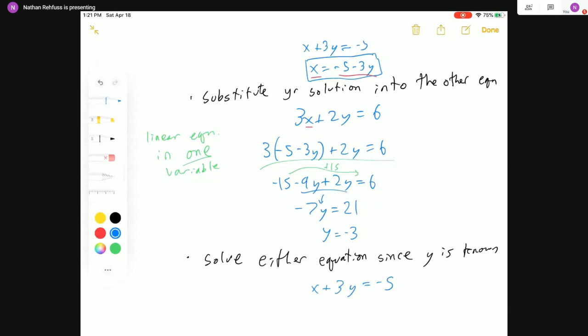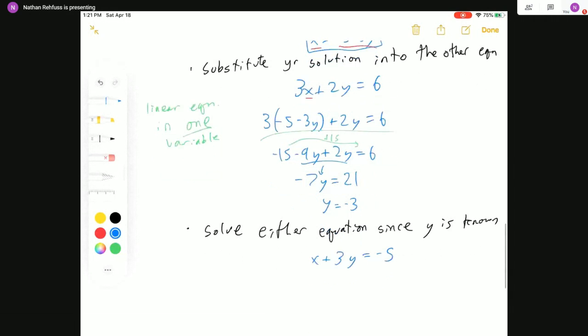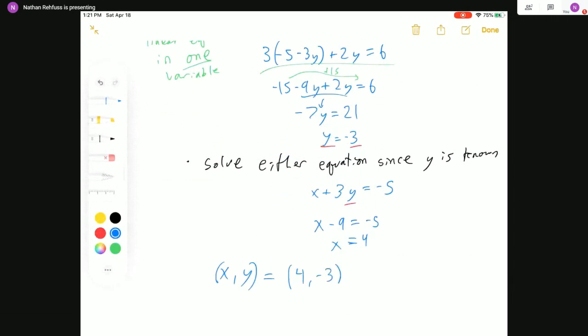If I stick this y equals negative 3 in here, so I'll be replacing this y with a negative 3, then this equation says x minus 9 equals negative 5. So I add 9 and I get x equals 4. And then I'm going to write my solution, x comma y equals 4, negative 3.